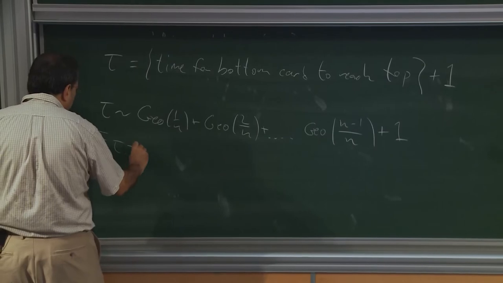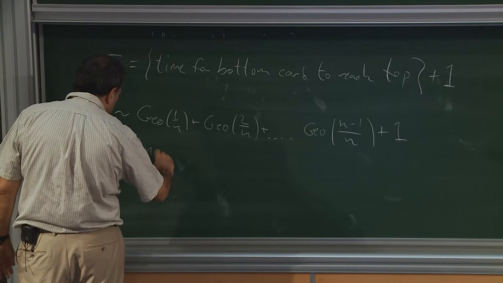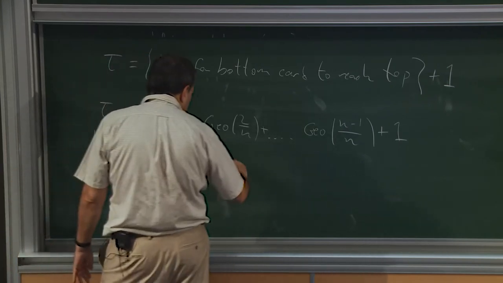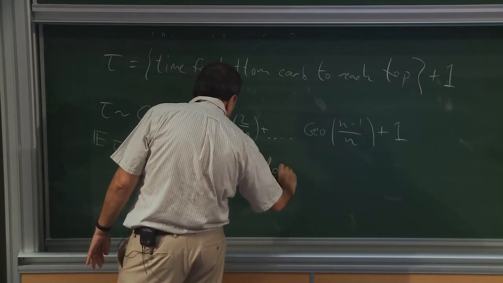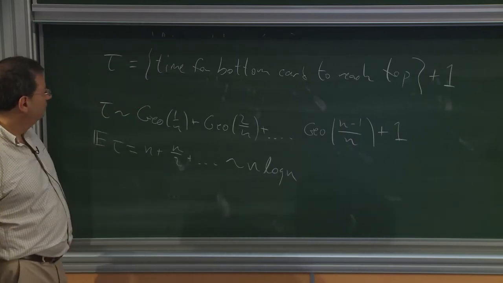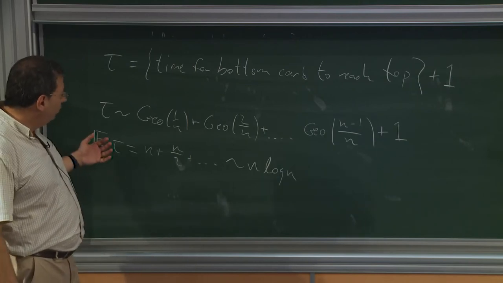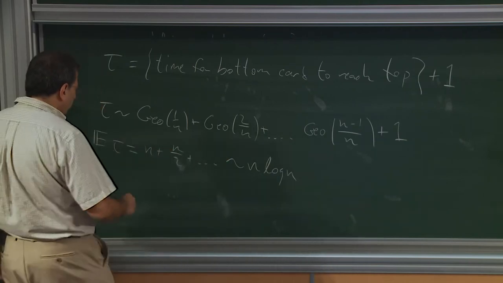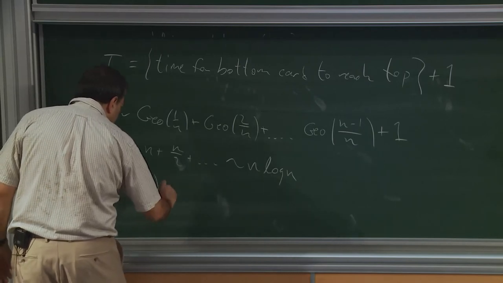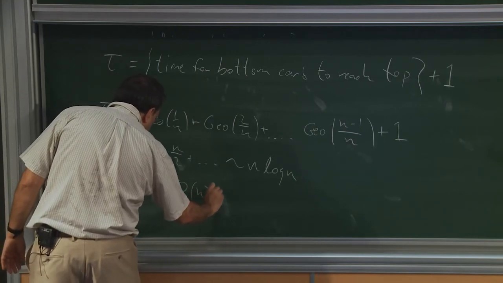So the expectation of tau is the sum of these expectations, and this is going to be very close to n log n, asymptotic to n log n. And also you can check, for instance, by Chebyshev or by more refined ways, that tau is concentrated around n log n. The variance of tau, you can sum the variances, so it's order n squared.